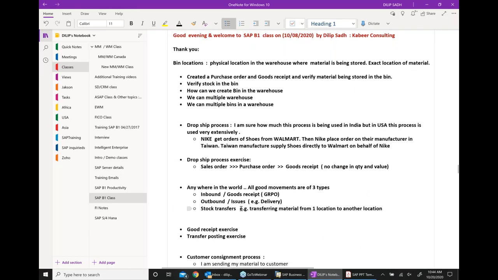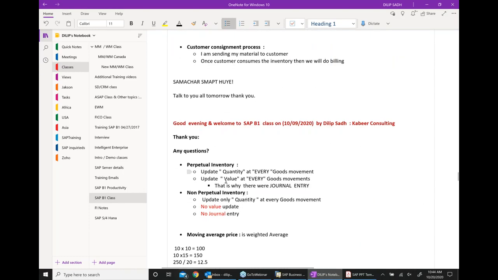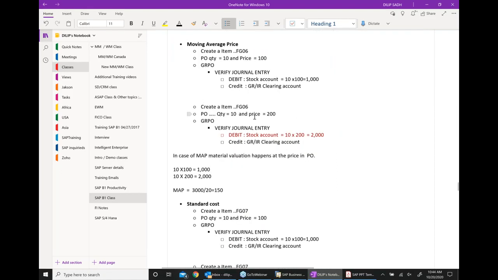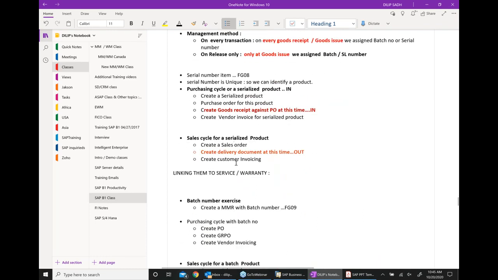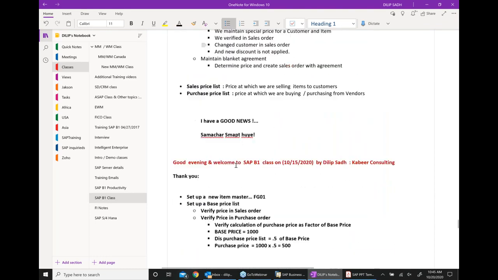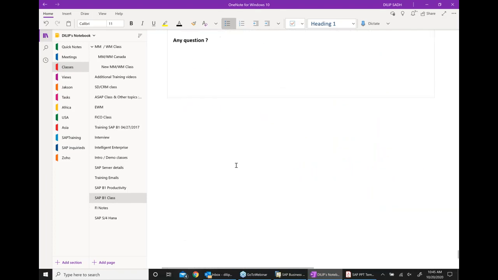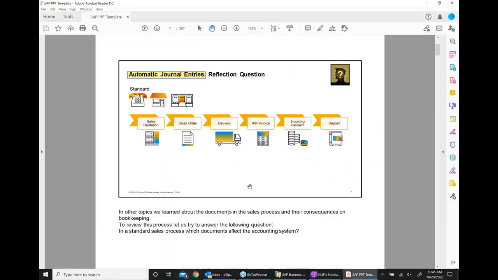And in the sales cycle, the purchase cycle, perpetual inventory, non-perpetual inventory, moving average price, the standard price, all these different exercises which we did in the last class. Then we did purchasing and we did sales. We're going to do it again in the whole automatic journey. This is important because a lot of these journal entries happen automatically. We did that exercise, and we're going to do this again.